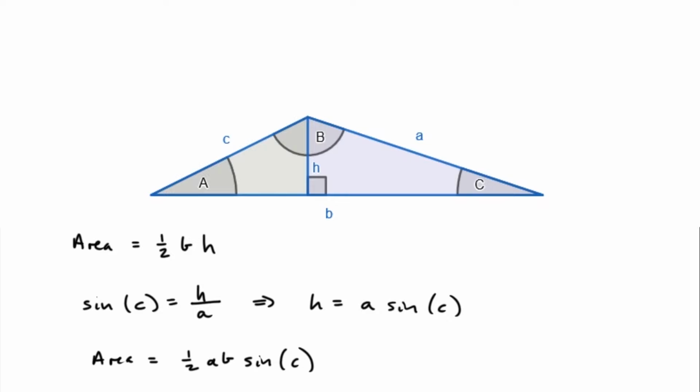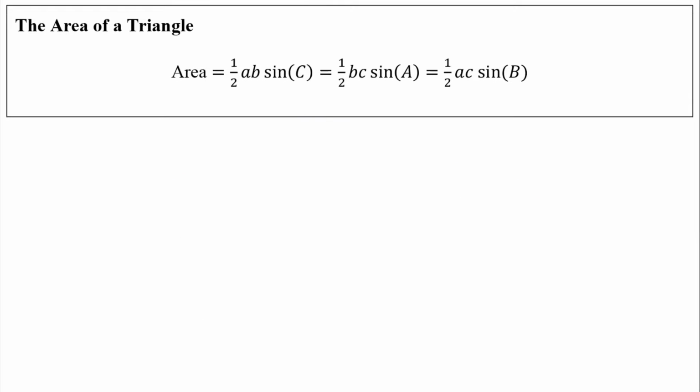Now there was nothing really special about our choice of where to drop the perpendicular line from and which side to connect it to, so we could have done exactly the same thing, arriving at 1/2 b times c times the sine of A, or 1/2 of a times c times the sine of B. Formally, we have these expressions for the area of any triangle. Rather than remember them in terms of a's, b's and c's, the easiest way to think of it is that the area of a triangle is 1/2 times the length of one side, times the length of another side, times the sine of the angle which is in between those sides.